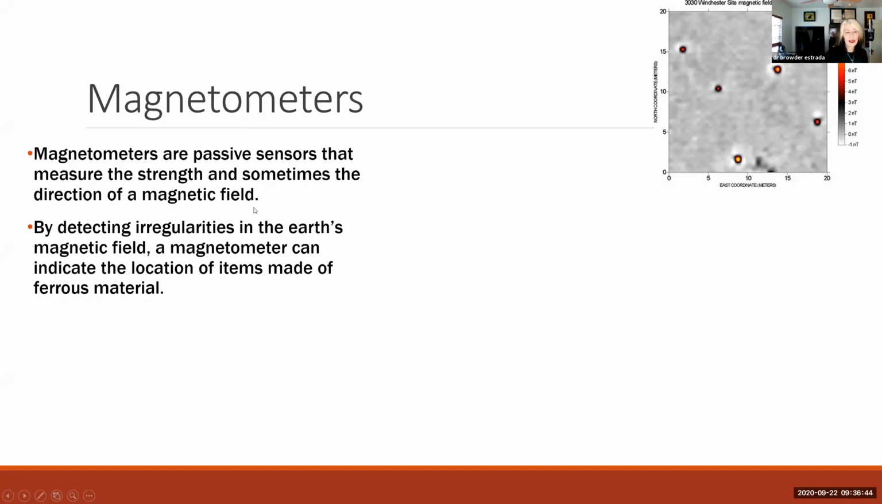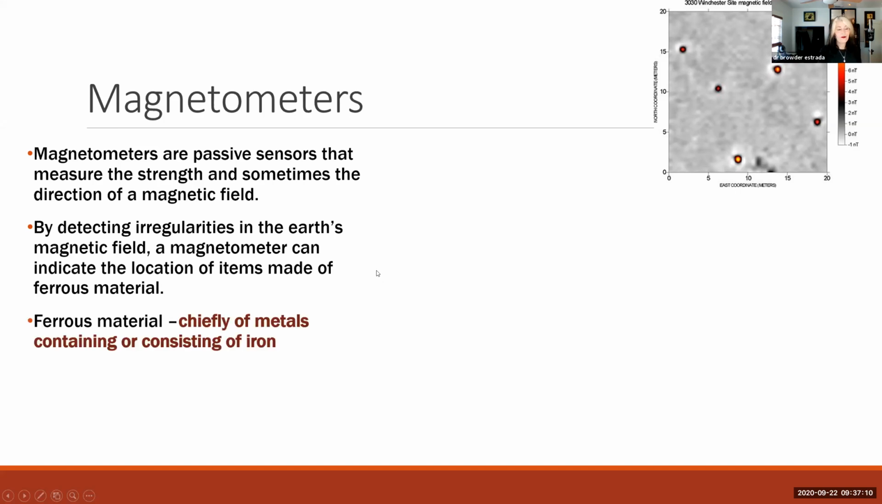So by detecting any irregularities, anything that's popping up as different than what's around it, it can indicate the location of items that in college speak are described as made of ferrous material, F-E-R-R-O-U-S. And just in case, it's always good not to assume everybody knows every single term. Ferrous means chiefly metals containing or consisting of iron.